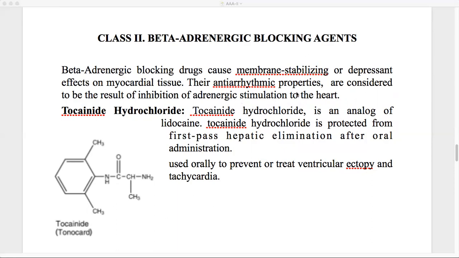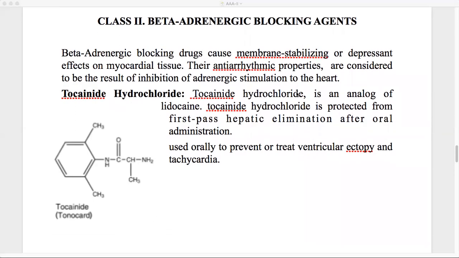That is on the SA node. Adrenergic stimulation is blocked by blocking the beta receptors, and we get the antihypertensive properties. Many drugs of this class we have already studied in the beta blockers of the antihypertensive agents.